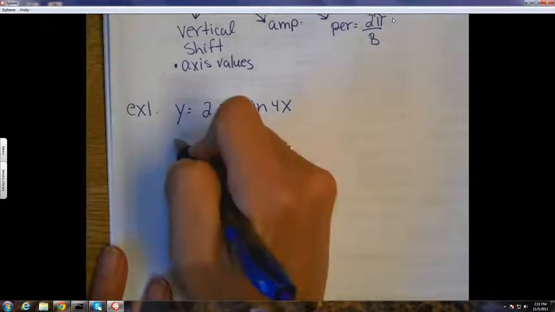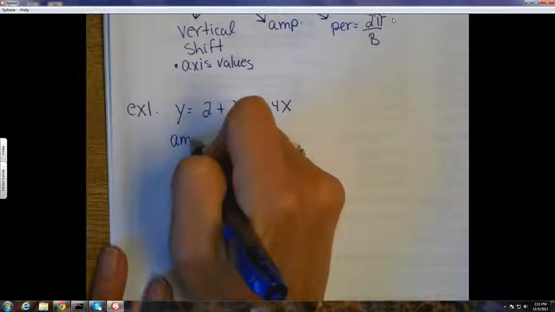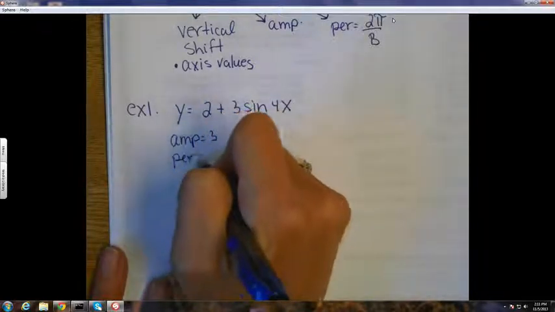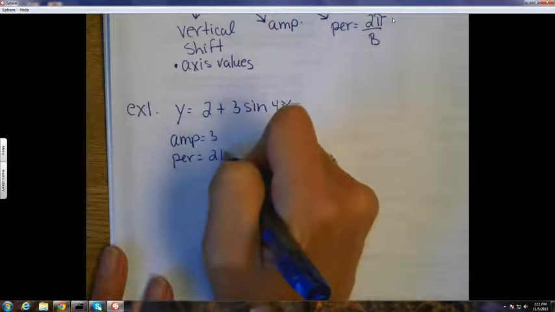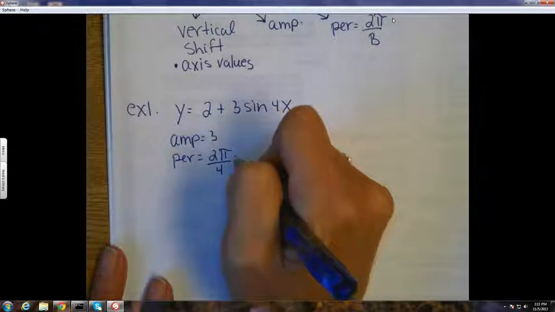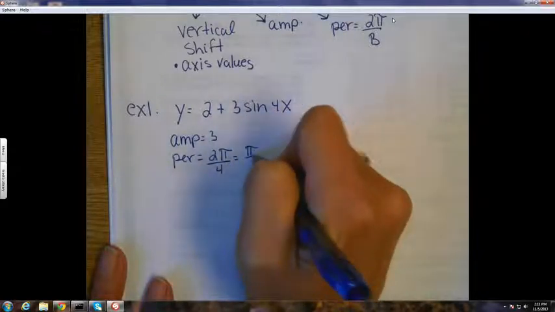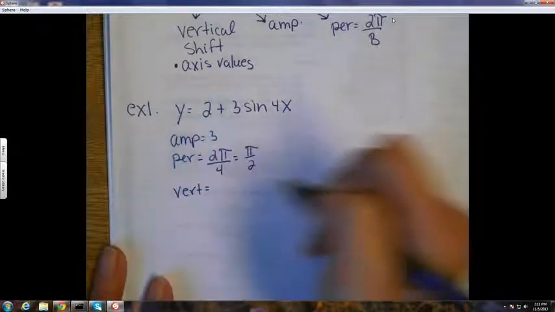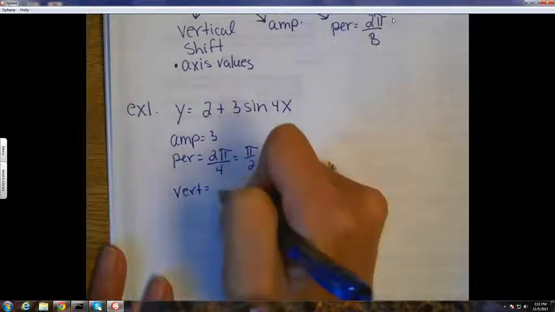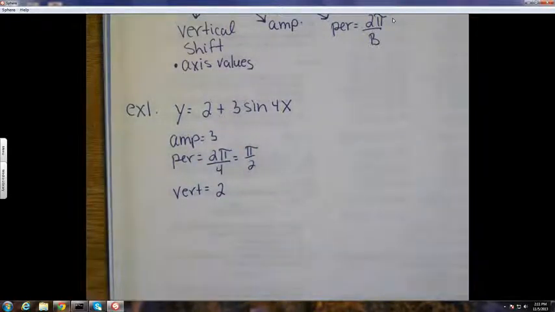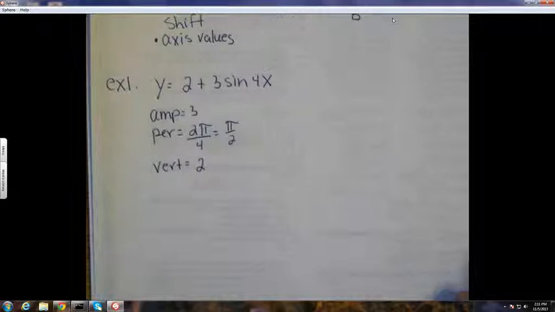Alright, so let's write down those things. Amplitude first. What's my amp? 3. Let's figure out the period. 2 pi divided by 4 reduces down to pi over 2. Very good. And then we have some vertical shift. The vertical shift is up 2, so a positive 2. Alright, so we'll make our 2 tables and the sketch.